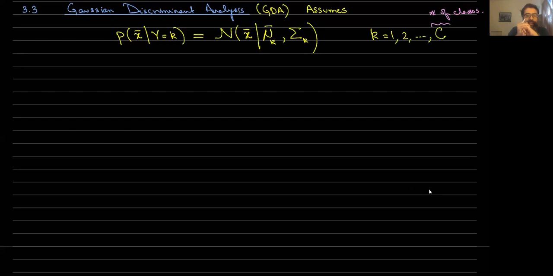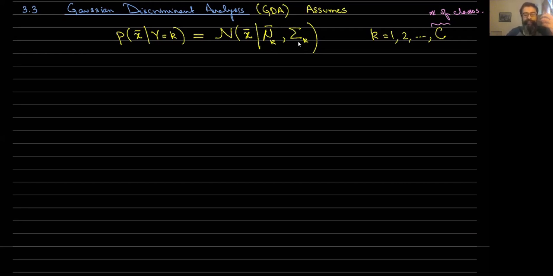What this says is, given a class label K, I am going to model my features as jointly Gaussian distributed, with a certain mean vector mu K and a certain covariance matrix sigma K, where mu K and sigma K are indexed by K. In other words, if the class label changes, the mean vector changes and the covariance matrix changes as well. Is that clear?